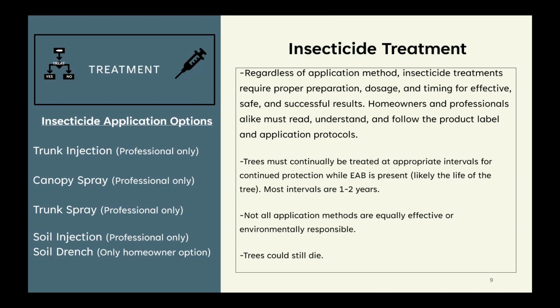So regardless of the application method, insecticide treatments require proper preparation, dosage, and timing for effective, safe, and successful results. Homeowners and professionals alike must read, understand, and follow the protocols and product labels. And it's important to understand that for proper and ongoing protection to take place, those treatments will need to be applied at appropriate intervals for the life of the tree as long as EAB is present. In most cases, application intervals are between 1 and 2 years.